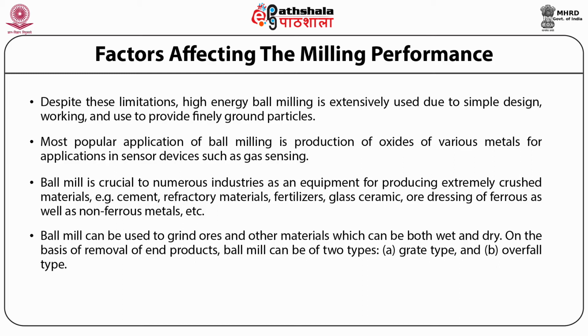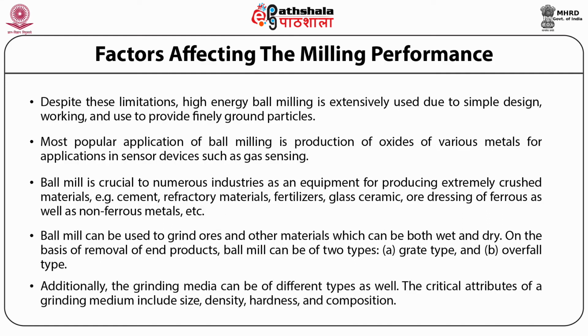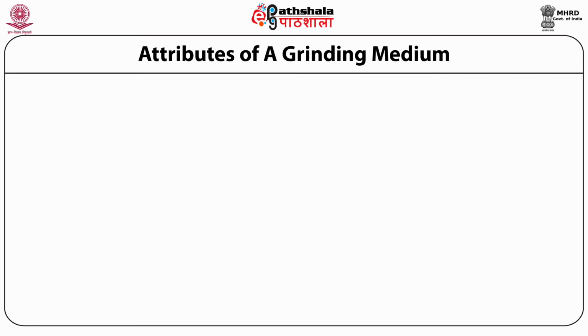On the basis of removal of end products, ball mill can be of two types: A. Grate type and B. Overflow type. Additionally, the grinding media can be of different types as well. The critical attributes of a grinding medium include size, density, hardness, and composition. Let us now discuss each one of these properties in detail.